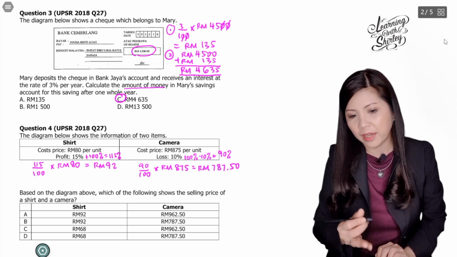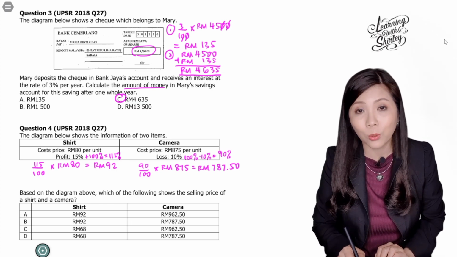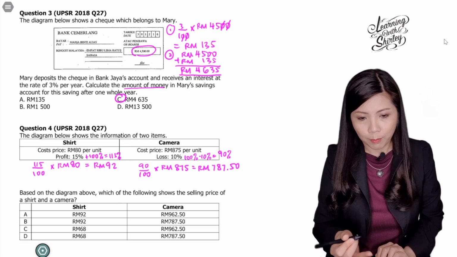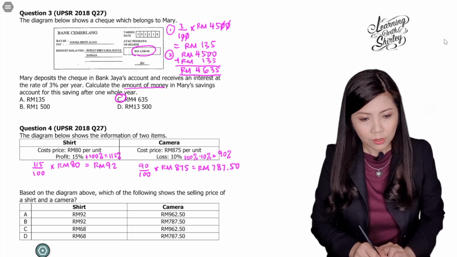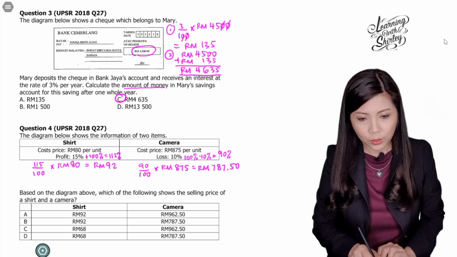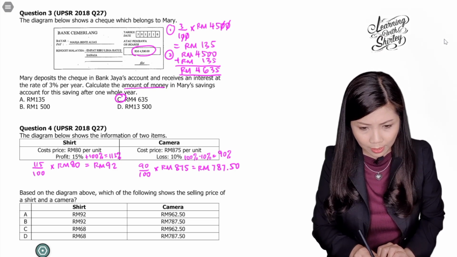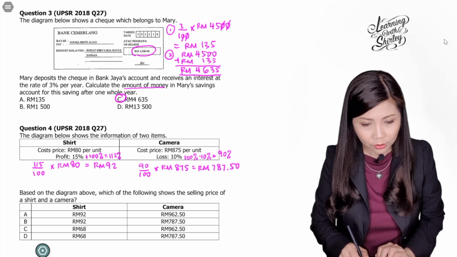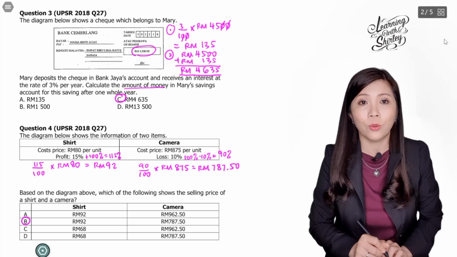787.50. Maybe the camera is outdated, that's why they have to clear the old stock, and then they will offer a discount. And then they will bear the loss. So based on the diagram, which of the following is the selling price? Let's see whether 92 and 787.50 are there. Okay, so the answer is B. So that's the answer.